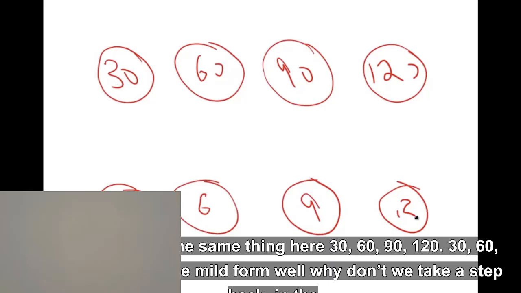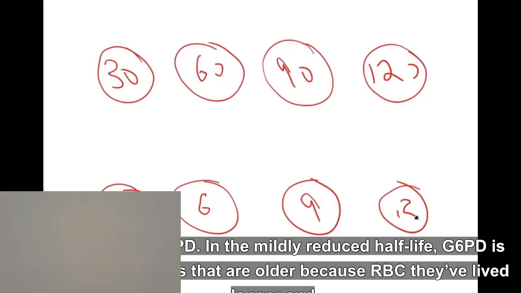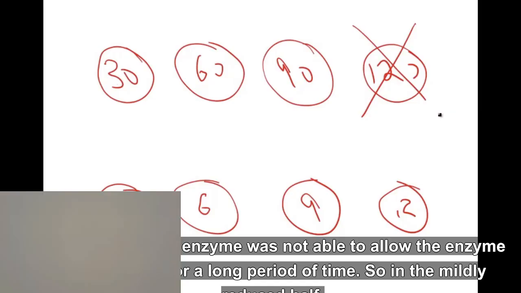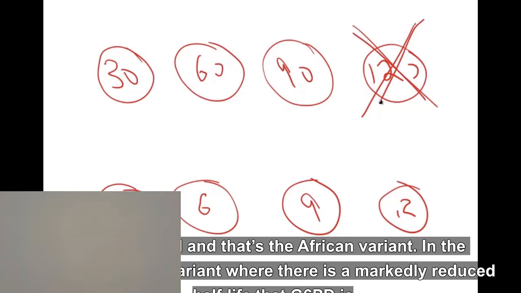Now, in the mild form, well, why don't we take a step back? In the normal patient, G6PD's half-life is such that it lasts the entire life of the red blood cell, so that a normal red blood cell, no matter how old it is, has sufficient G6PD. In the mildly reduced half-life, the G6PD is not present in cells that are older because obviously they've lived longer and the half-life of the enzyme was not able to allow the enzyme to be present for a long period of time. So in a mildly reduced half-life, maybe only the older cells don't have G6PD. So if there's an oxidative stress, then what will happen is only the cells that are older will be destroyed. And that's the African variant.